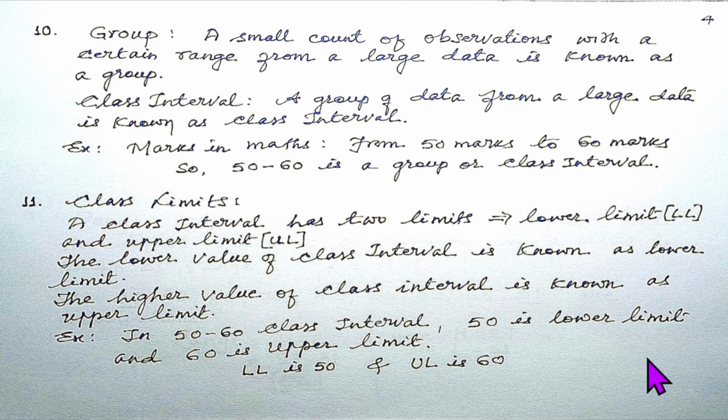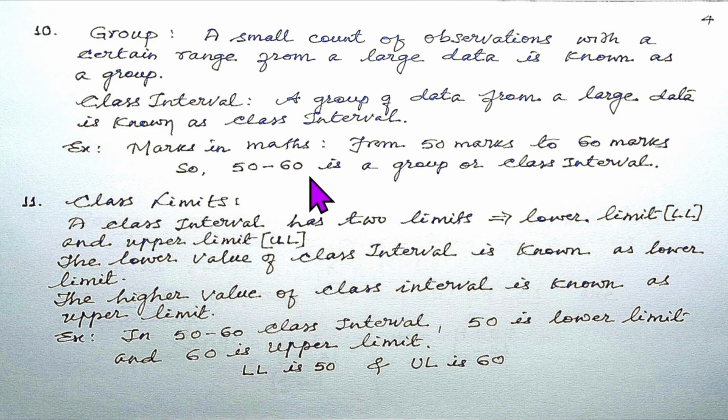For example, in a class maybe there are 50 to 60 students, but we want to find out the students who have scored marks between 50 and 60. Then that forms a group of the students who have scored between 50 and 60, and that is a class interval. So 50 to 60 is a class interval because it forms a group of students who have scored 50 to 60 in a larger data or a larger number of students of a particular class.